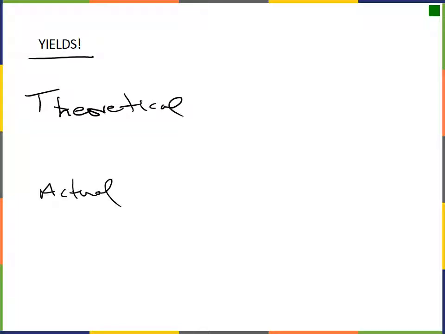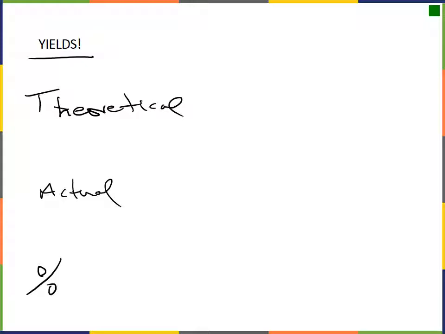All right, let's finish up chapter 4 discussing yields. When we're talking yields, we are talking about how much we can make. And we're going to have three definitions. We're going to have theoretical, we're going to have actual, and we're going to have percent.